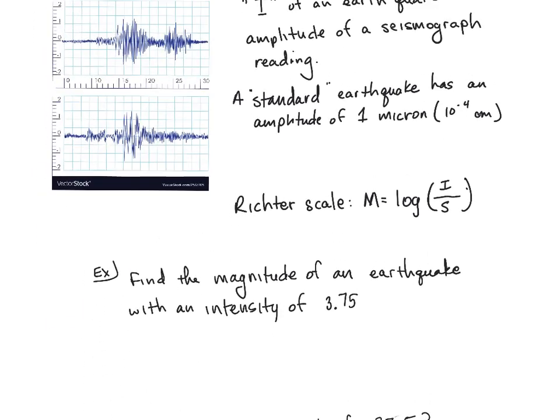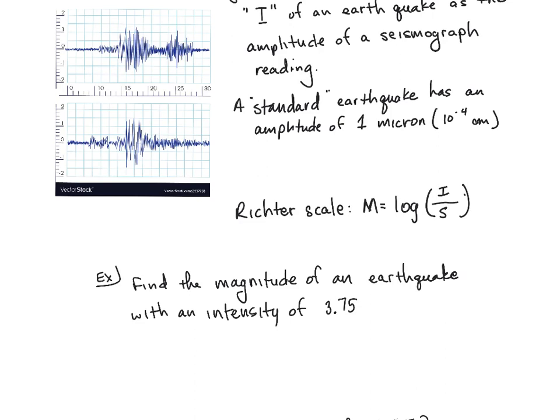And so the magnitude of an earthquake that has an intensity of 3.75, so the amplitude on a seismograph would be 3.75 centimeters. The magnitude would be m equals log 3.75 divided by 10 to the negative 4. And this is something then that you would calculate on your calculator. This comes out to be roughly 4.6 on the Richter scale.